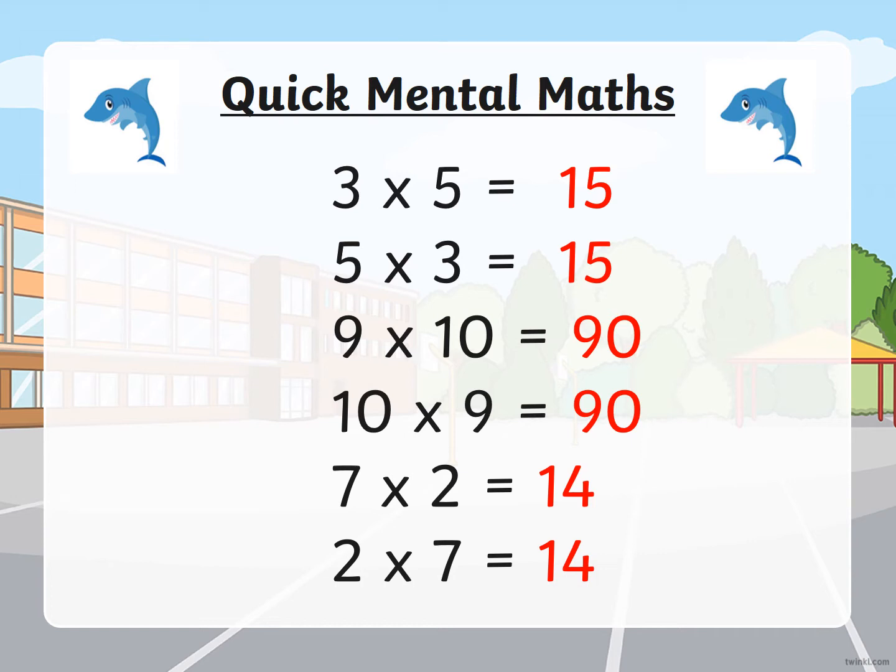9 times 10 equals 90. All we've done is swap the numbers round, so therefore 10 times 9 equals 90. And then the final one, 7 times 2 equals 14. Again, all we did was swap them round, therefore 2 times 7 also equals 14. Tick them if you got those right for me.